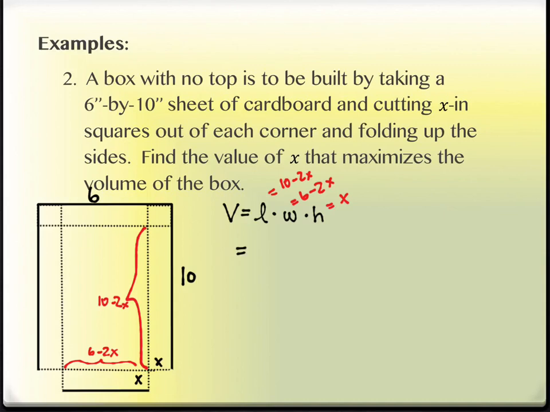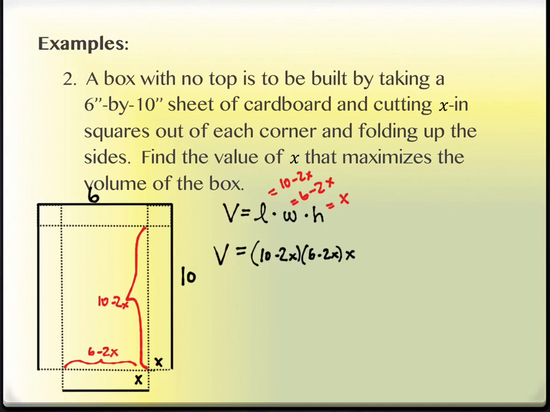So my volume equation looks something like this, which we'll multiply out in a minute. Now, the good news is this equation only has one variable to start with. I mean, it's got two because it says volume equals, but the other side of it, the part we're going to try to maximize or optimize, has only one variable. So that's good news.